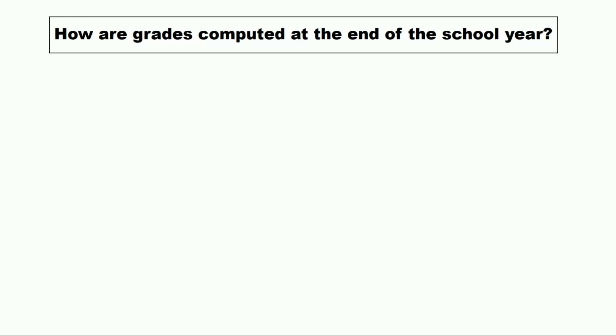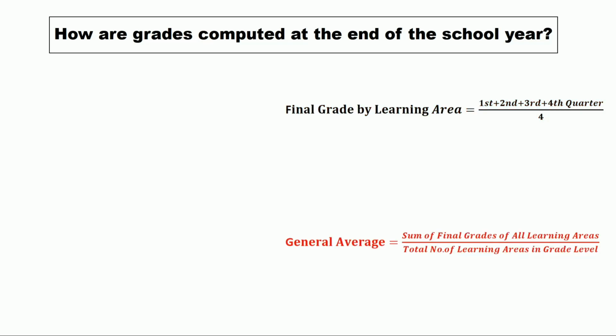How are grades computed at the end of the school year? At the end of the school year, the teachers will use two formulas to compute final grades and general average. The first one is final grade by learning area is equal to first quarter plus second quarter plus third quarter plus fourth quarter grades divided by 4. The second one is general average is equal to sum of the final grades of all learning areas divided by the total number of learning areas in grade level.